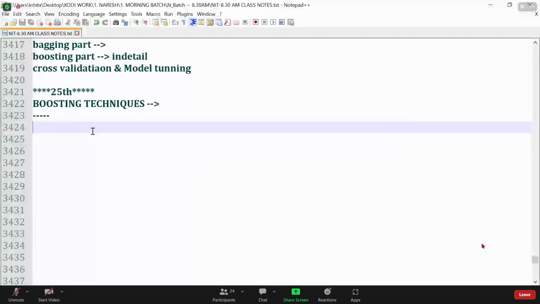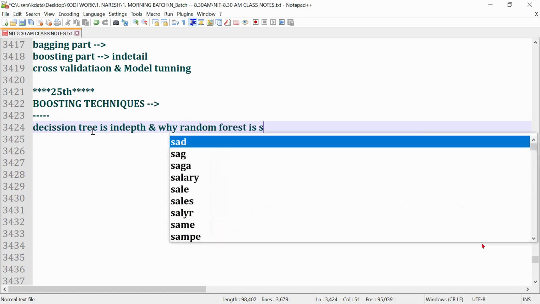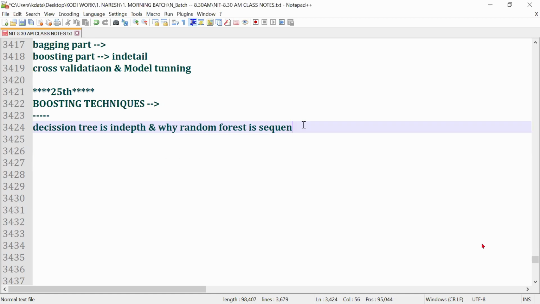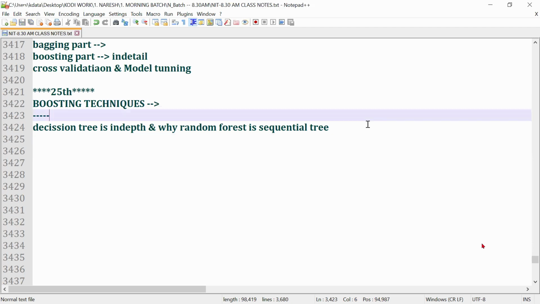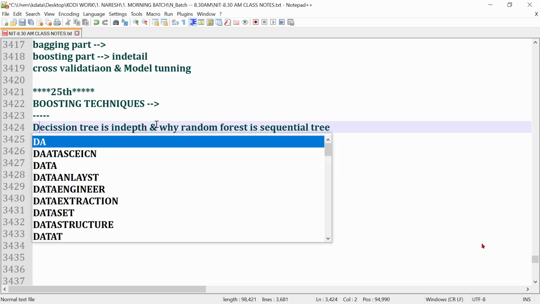So in interviews, you will definitely encounter this question: what is the reason why a decision tree is in-depth and why boosting is sequential, guys? I hope you understand this one. Sequential. Why is this a sequential tree? Everybody's clear or not? Why is a decision tree in-depth and why is this a sequential tree? All those things are clear. Am I correct or not? Next one. Why is it a sequential tree? I guess it is clear or not?